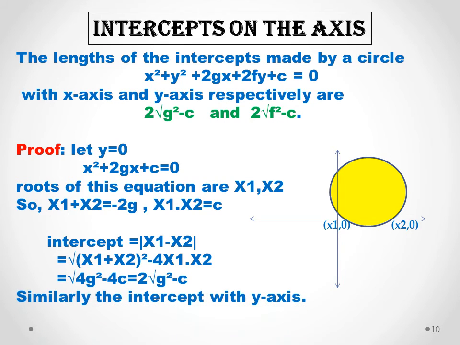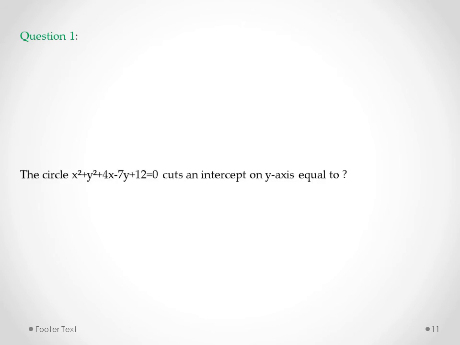And similarly for the y-axis, you can do the same. So the intercept will be 2 under the root f square minus c. So let's see the question.